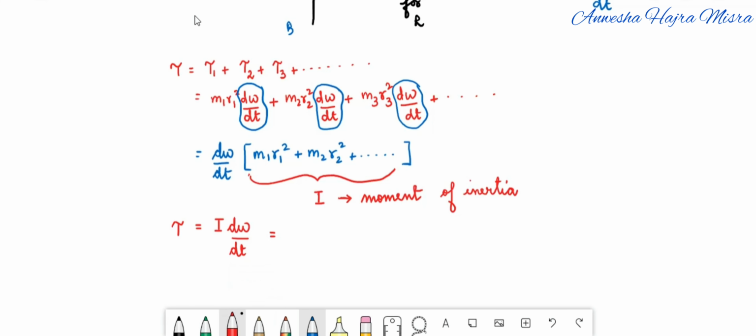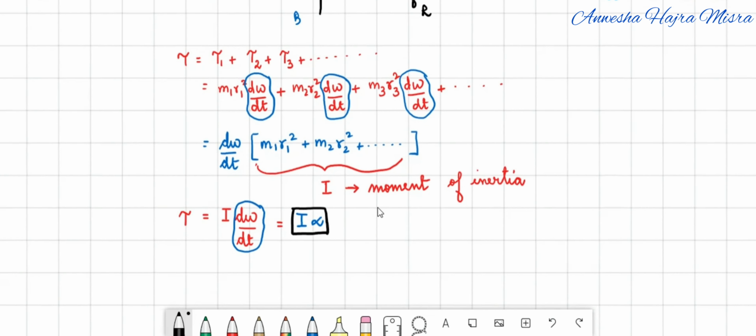d omega by dt is nothing but angular acceleration, so this can be written as I alpha. So torque is I alpha. Try to memorize it. Torque is I alpha. I is the moment of inertia, which is m1r1 square plus m2r2 square plus and so on.